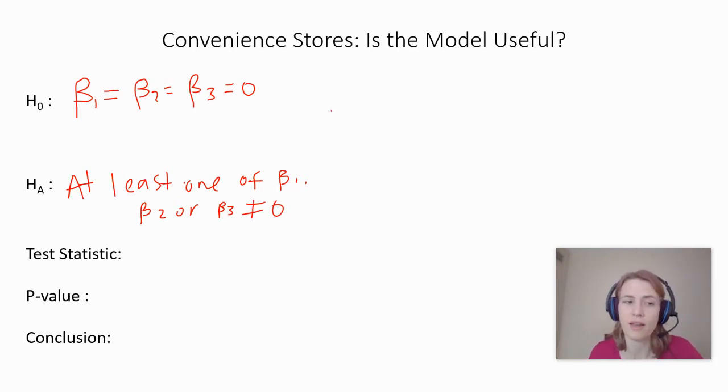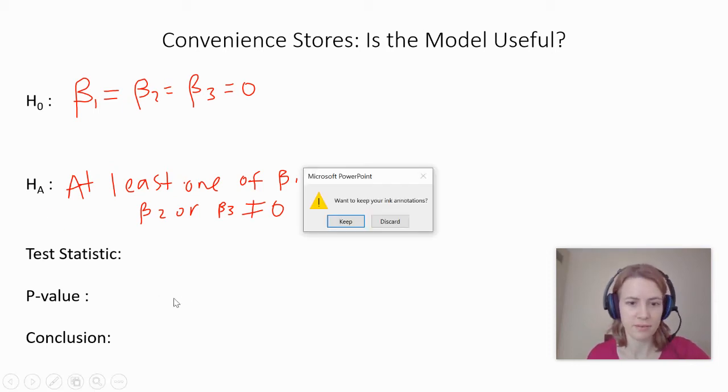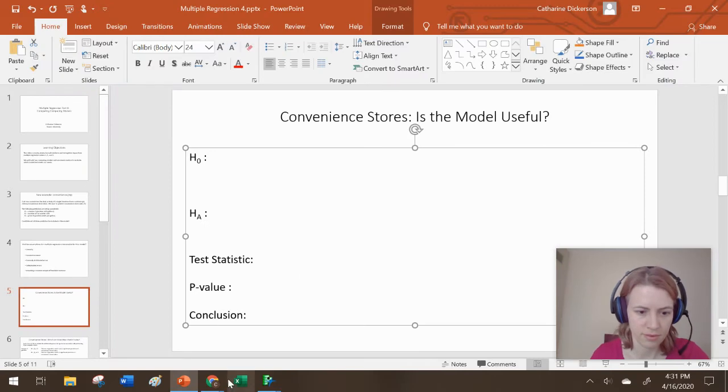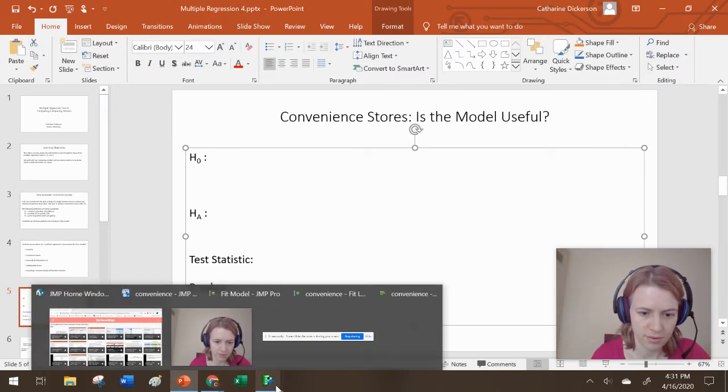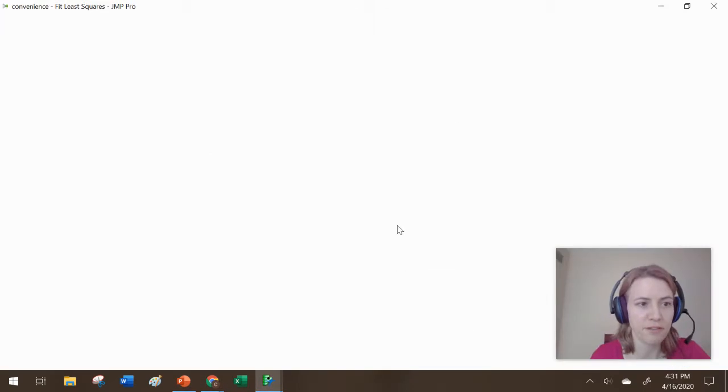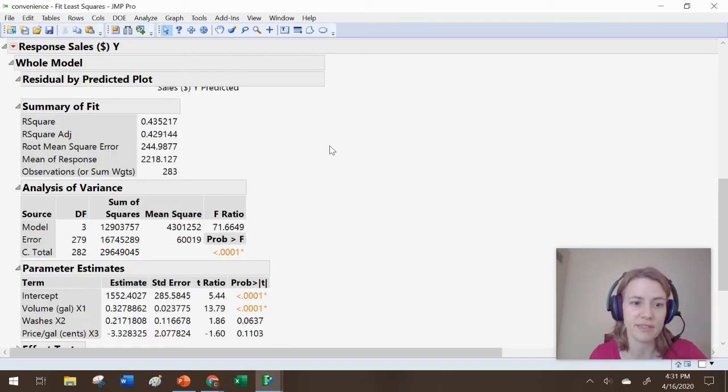Okay, so in words, like a verbal hypothesis, the null hypothesis is that none of those 3 things, the volume of gas sold, car washes, or price of gas, helps predict convenience store sales. Alternatively, at least one of those things does. So where can we find the test statistic and p-value for that? That is the F-test in the analysis of variance table.